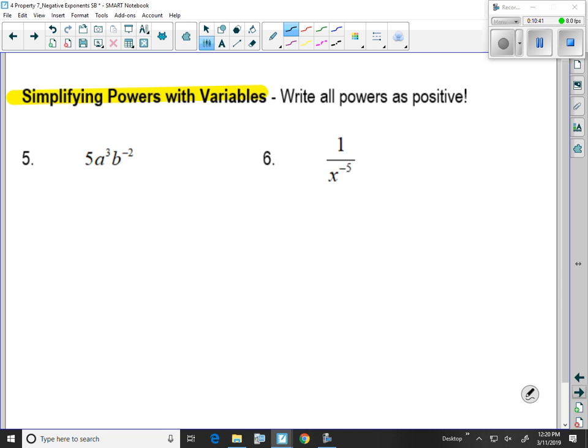Okay, now we're going to do some simplification here. 5a to the 3rd, b to the negative 2nd. What part do I have to move? Just the b to the 2nd. Everything else was fine. It was just the b to the negative 2nd, so that had to go downstairs. Since my x to the negative 5th is not happy downstairs, we're going to move it upstairs. You could write it like that. If you want to put it over 1, that's okay as well.